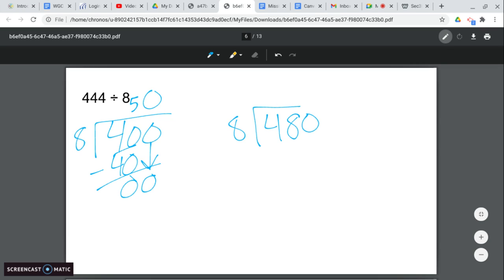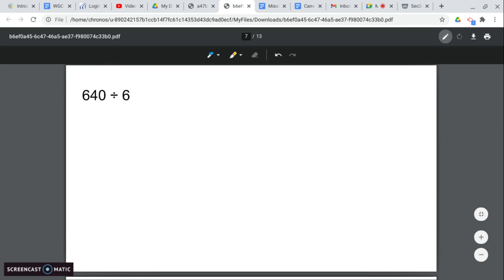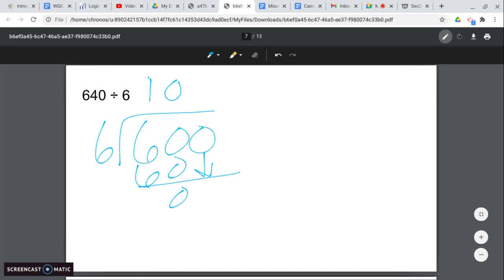If we did the 48, 8 can go into 48 6 times. Subtract these, bring down the 0. So 60. So low end would be 50, high end would be 60. So either one of those would be a perfectly acceptable answer. We have 640 divided by 6. So we could take this all the way down to 600. So 600 divided by 6. 6 can go into 60 10 times. 0, bring down the 0, 0. So 100 would be our answer for this.